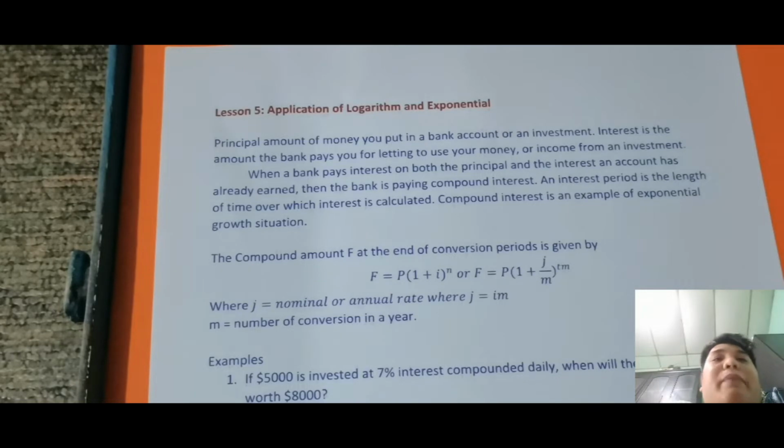So now, when a bank pays interest on both the principal and the interest an account has already earned, then the bank is paying compound interest. So ano naman ibig sabihin dito, no? So kunyari after 3 months tumubo ako ng 200. So yung 10,000 ko naging 10,200 na. So the next 3 months ang tutubuan na ni bangko is yung 10,200 ko. So, depende sa interest rate na binibigay niya. So, for example, tumubo siya ng 250. So, the next time, yung total na nung aking pera is 10,450. Yun naman yung next na tutubuan. So, yun yung tinatawag na compound interest.